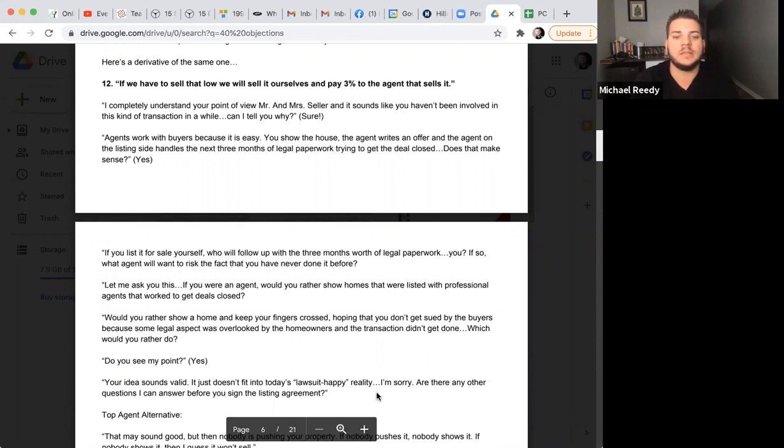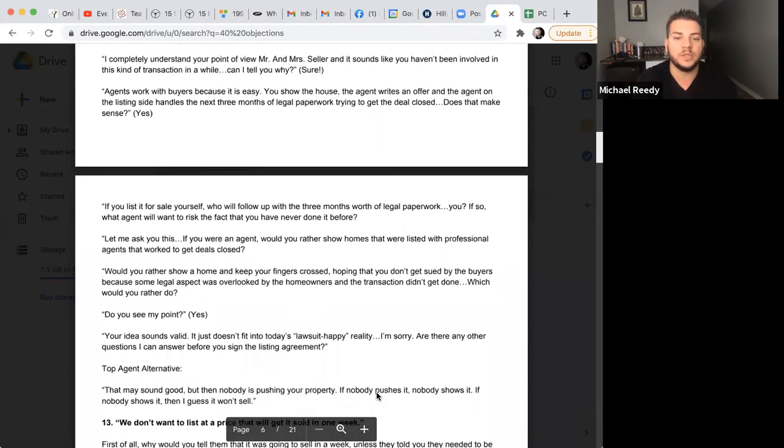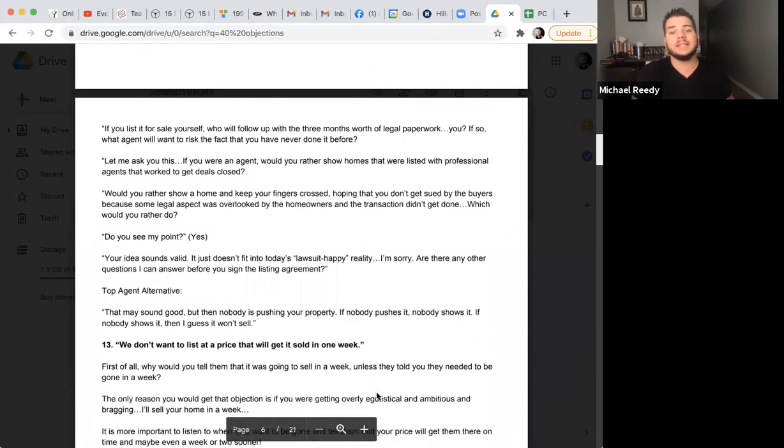Let me ask you this. If you were an agent, would you rather show homes that were listed with professional agents that worked to get deals closed? Would you rather show a home and keep your fingers crossed, hoping that you don't get sued by the buyers because some legal aspect was overlooked by the homeowner and the transaction didn't get done? Which would you rather do? You see my point? Your idea sounds valid. It just doesn't fit in today's lawsuit happy reality. I'm sorry, are there any other questions I can answer before you sign the listing agreement?